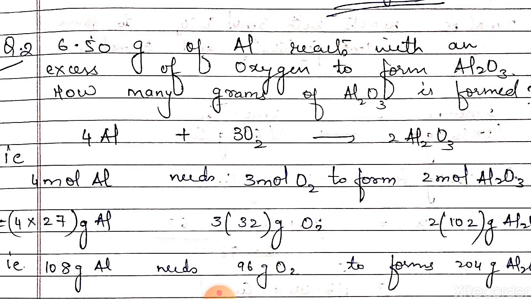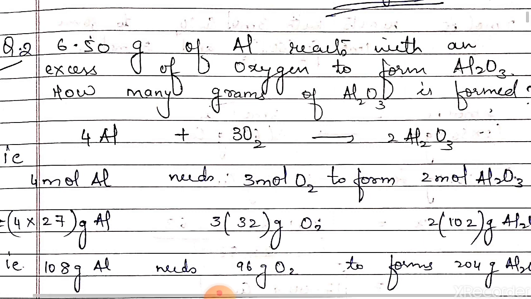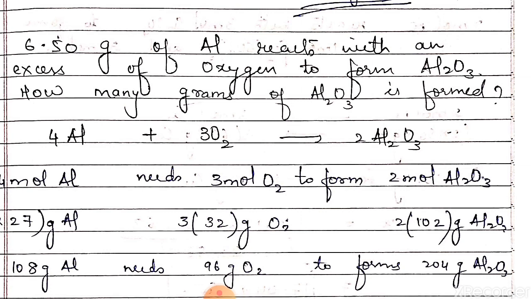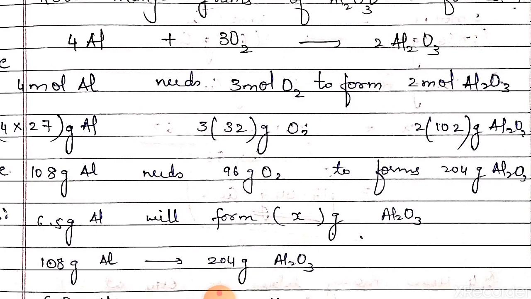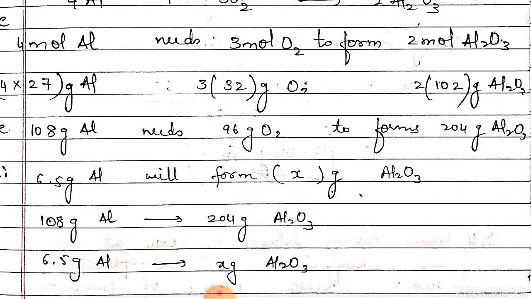1 mole of aluminium is equal to its atomic mass, 27 gram. So 4 mole of aluminium is equal to 4 into 27 gram, that is 108 gram. 3 mole of oxygen: 1 mole O2 is equal to 32 gram, so 3 mole is 3 into 32 gram of O2. And 1 mole of Al2O3 is 102 gram, so 2 mole is 2 into 102 gram. So 108 gram aluminium needs 96 gram oxygen to form 204 gram of Al2O3. So 6.5 gram aluminium will form X gram of Al2O3. So 108 gram Al produces 204 gram of Al2O3.